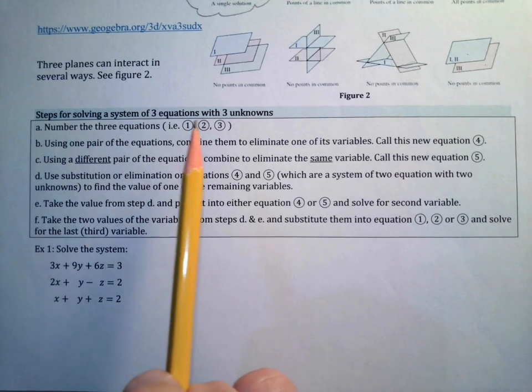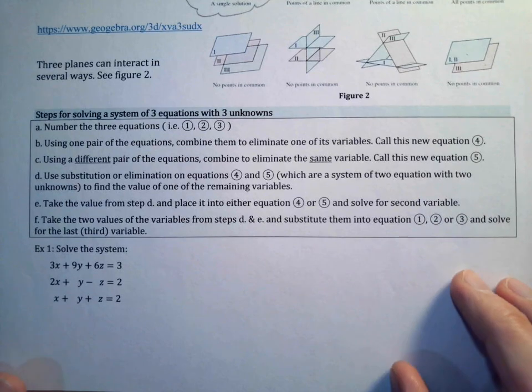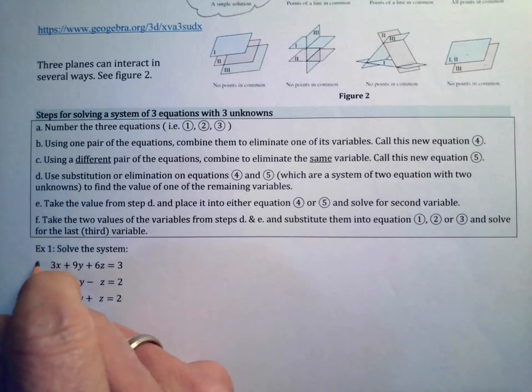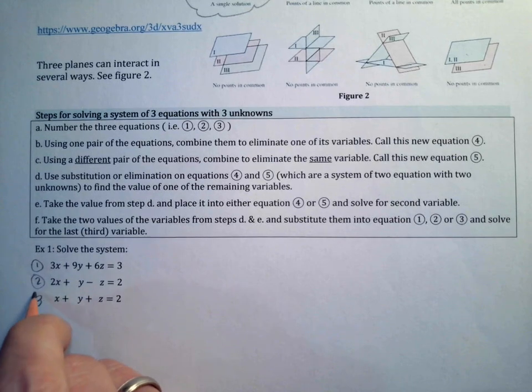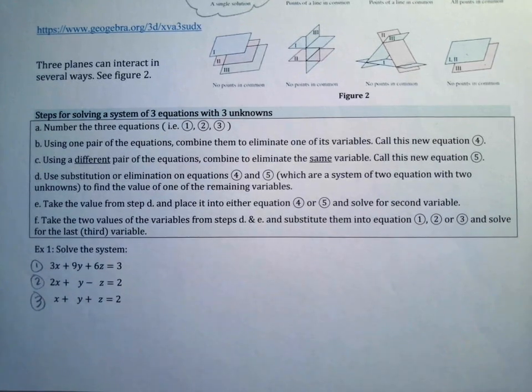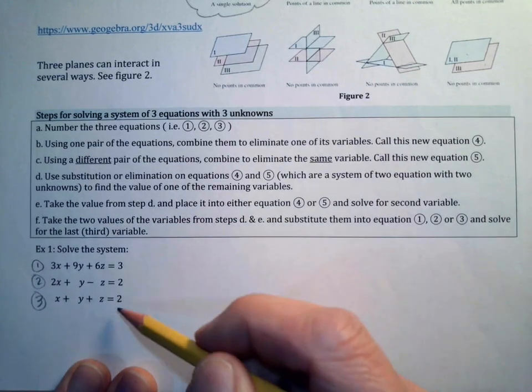The first thing we want to do is number each equation. Also, write pretty small. I didn't give you a whole lot of room on these notes. So I'm going to number each equation 1, 2, 3, and I'm circling them so that I don't confuse them with a number or a coefficient or anything like that. All right, so I've numbered the equations.